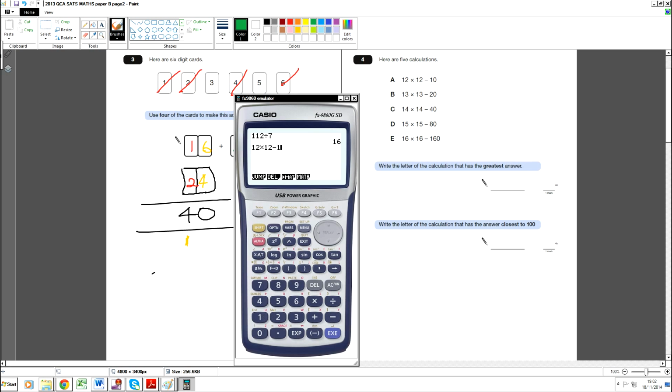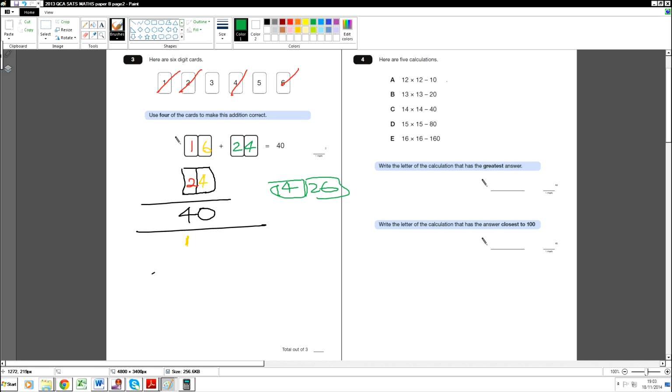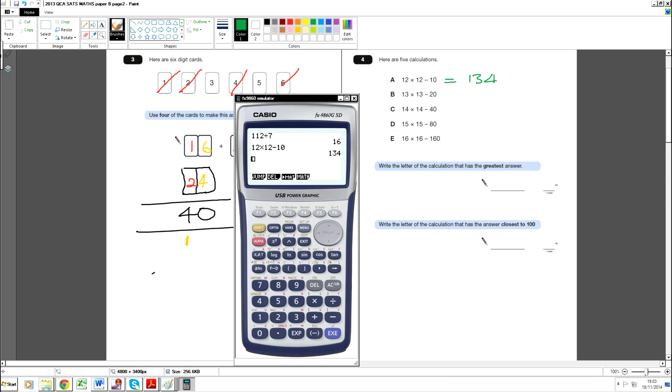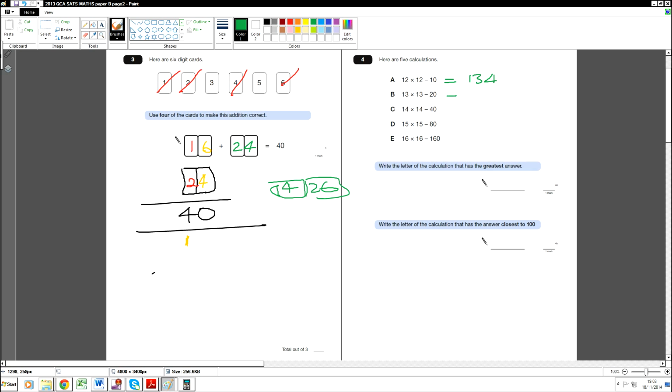Minus 10. That'll give us an answer of 134. So right down here equals 134. Okay, now the next one is 13 times by 13, then minus 20. Whoops, minus 20 equals, what do we get now? 149. 149. So far it's gone up.